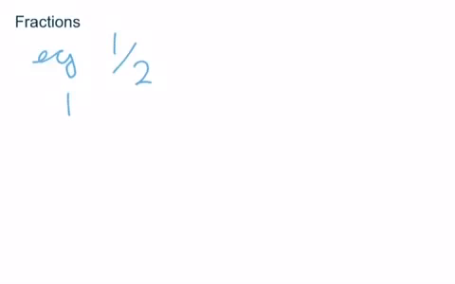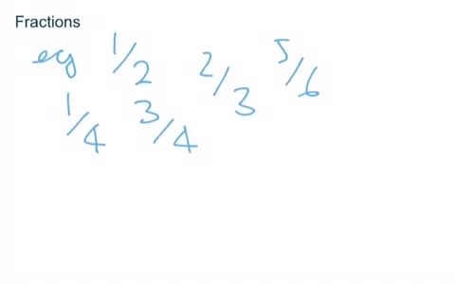Other fractions would be, say, a quarter, 3/4, 2/3, 5/6. All of these are not whole numbers. When we mean whole numbers, we mean actual numbers. So 1, 2, 3, 4, and so on. They're all whole numbers. They are not fractions. So that's what a fraction is, or how we represent a fraction.